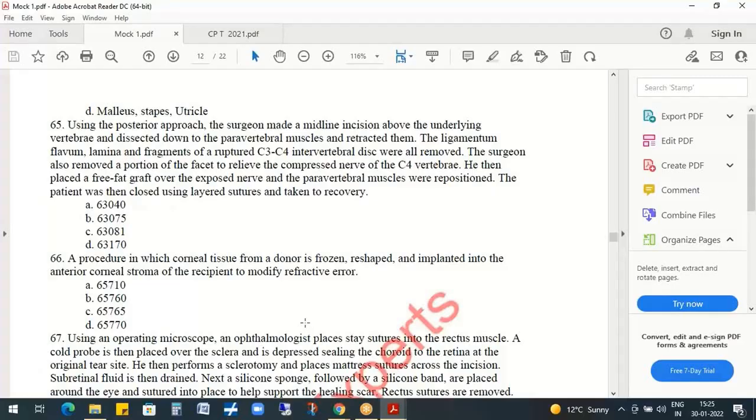The cornea is transplanted, right, sir? A procedure in which corneal tissue from a donor is frozen and reshaped. Okay, just note down. I will give you the definitions by the end. Keratomileusis, keratophakia, keratoprosthesis. These three I will give you at the end of the paper.